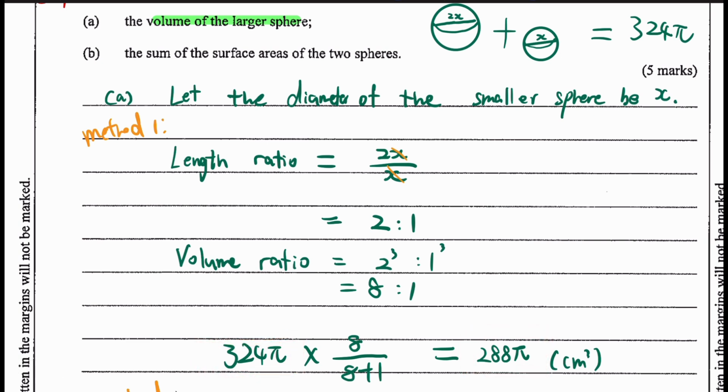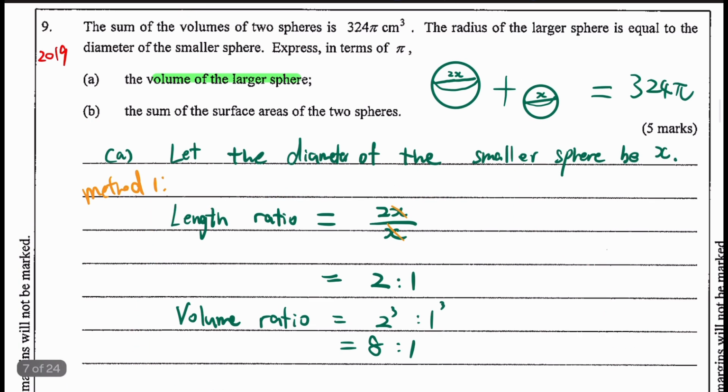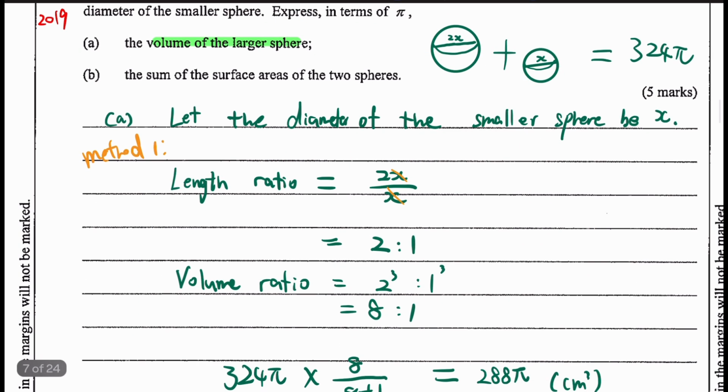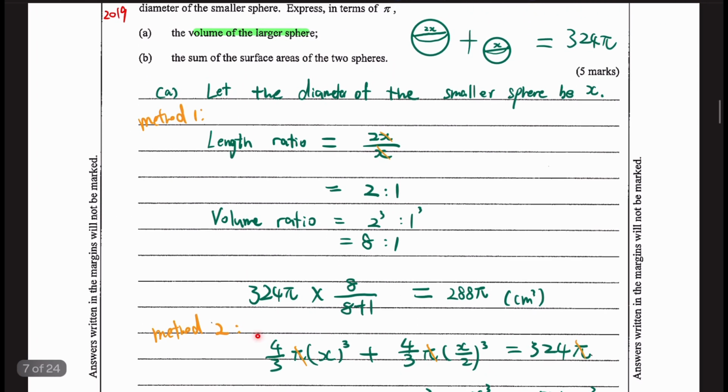So if you are not familiar with those ratios, you can do it in another method. That is, when you let this one be 2x, you can directly put it in the volume formula. So 4 over 3 pi x cubed. X cubed is this one because it's the radius, right?